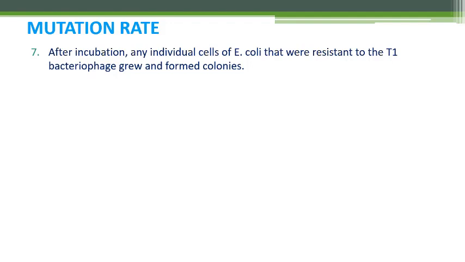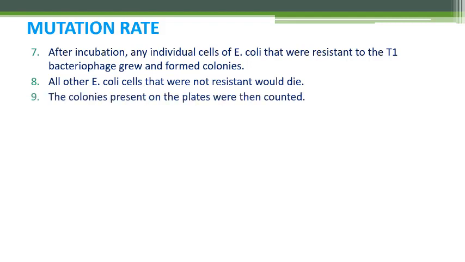Obviously, since a very high percentage of T1 bacteriophages were also present in those petri plates, only those bacteria would form colonies which become resistant to T1 bacteriophage. Those cells of the E. coli who are not resistant to T1 bacteriophage would die and colony formation would not occur.